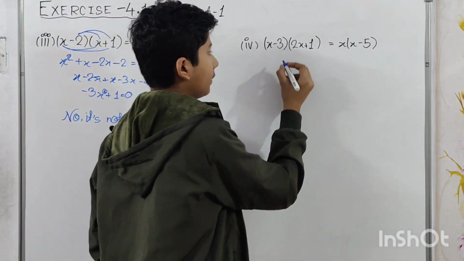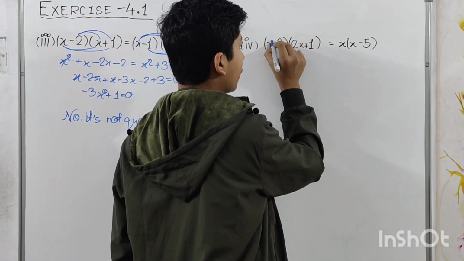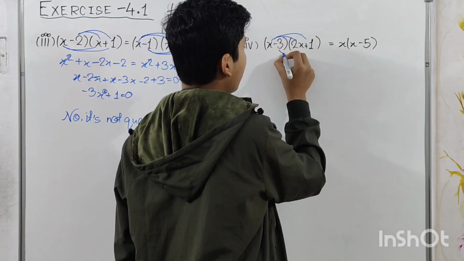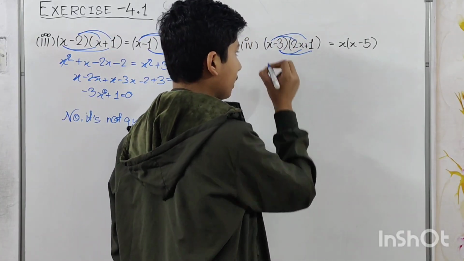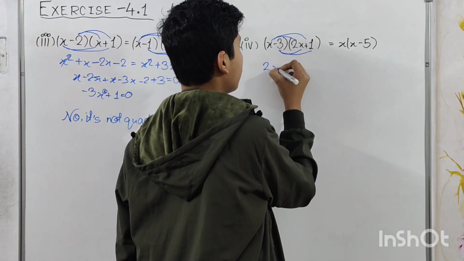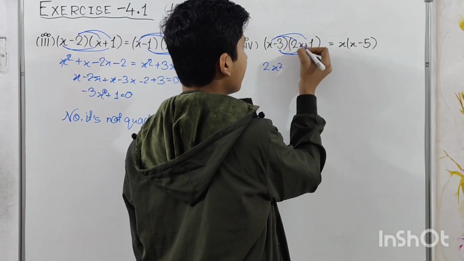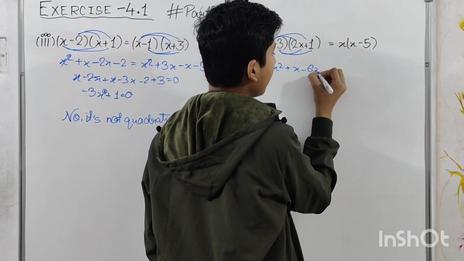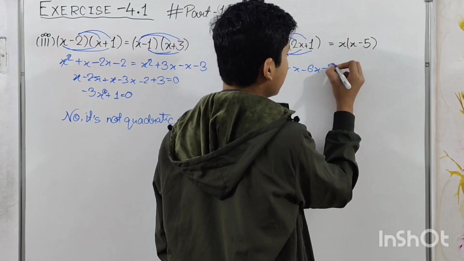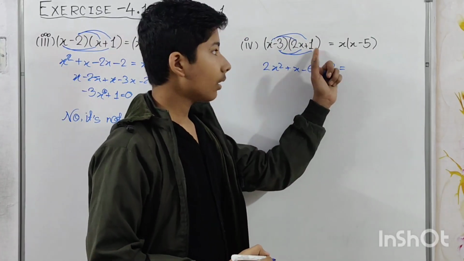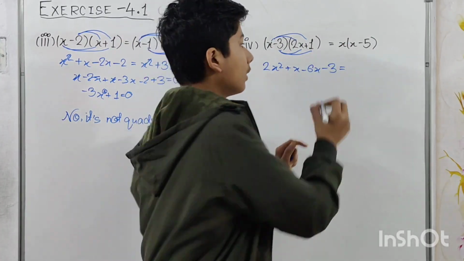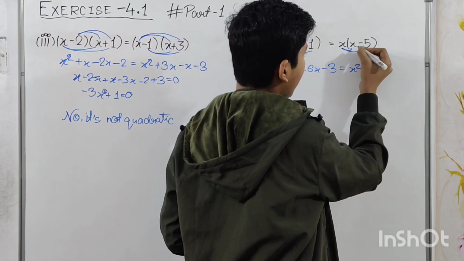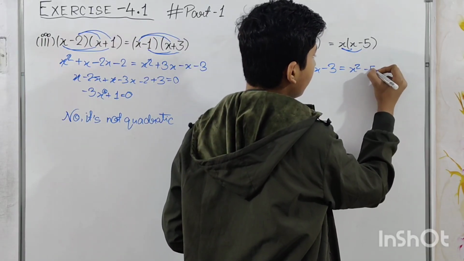Okay, now this one. We will follow the same procedure. x multiplied with 2x and x multiplied with 1. Minus 3 with 2x and minus 3 with 1. So x into 2x is 2x square. x into 1 is x. Minus 3 into 2x is minus 6x, and minus 3 into 1 is minus 3, equals to, this x will be multiplied with x and then with minus 5. So x into x is x square, and x into minus 5 is minus 5x.